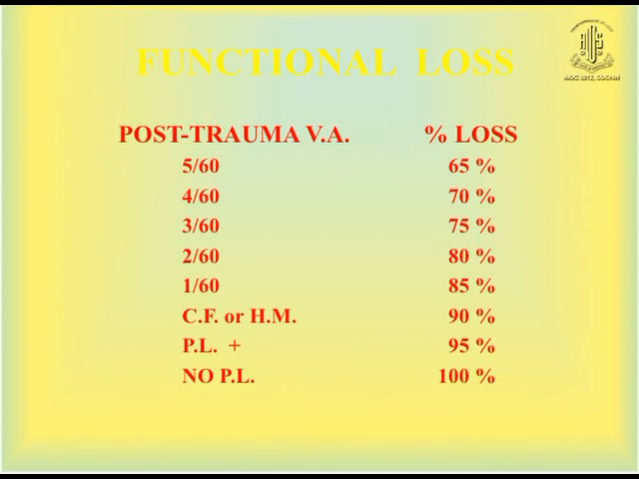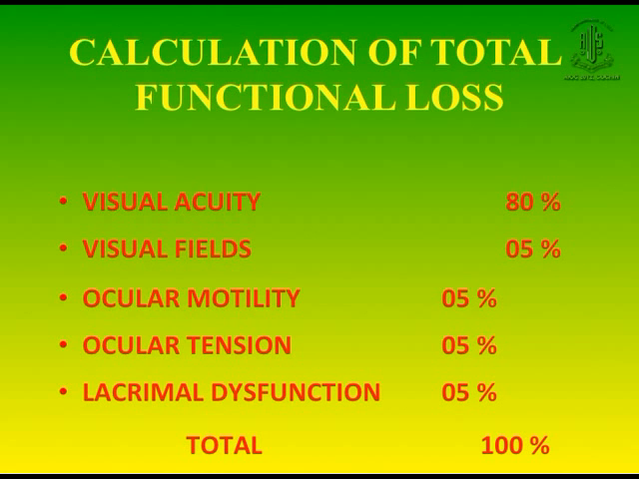Then further, if it is less than that, it is measured in steps of 5. 5/60 is 65%, 4/60 is 70, 3/60 is 75, 2/60 is 80, 1/60 is 85, counting fingers or hand movement is 90, PL plus will be 95, and no PL will be 100%. So if there is no PL after trauma, the loss is 100%.